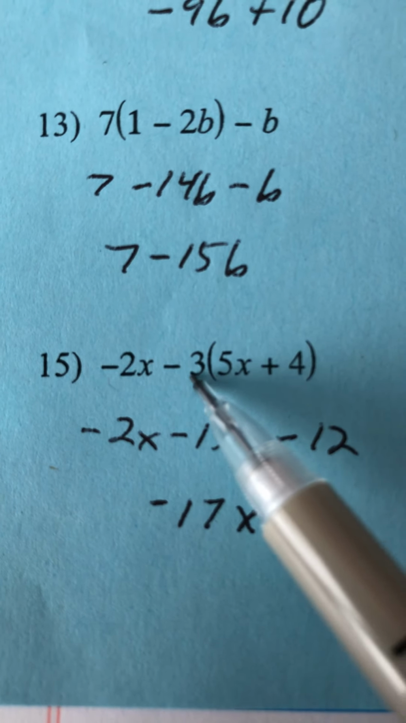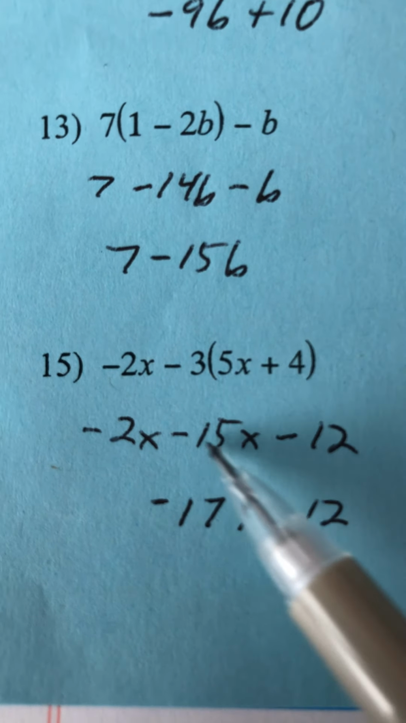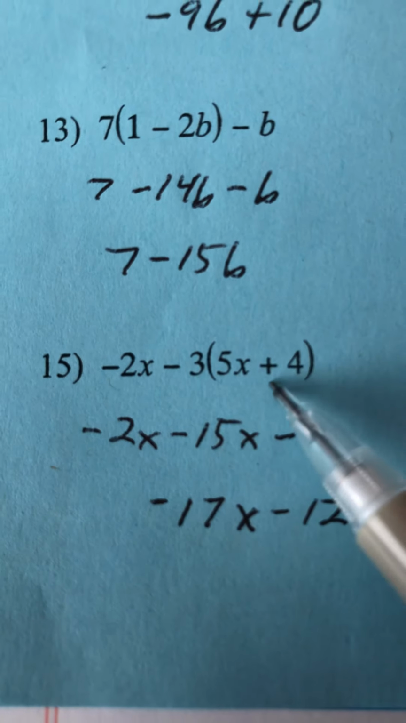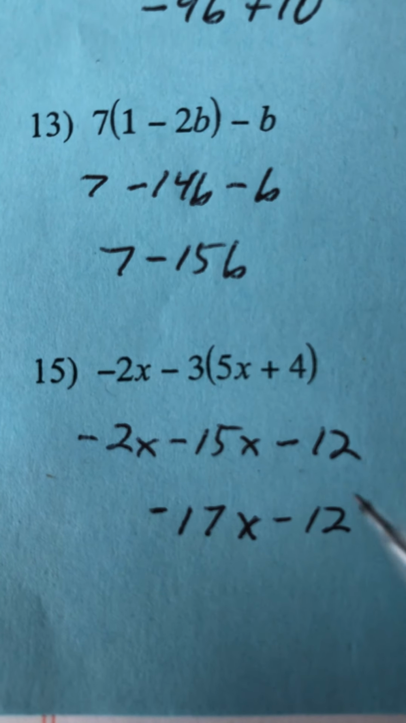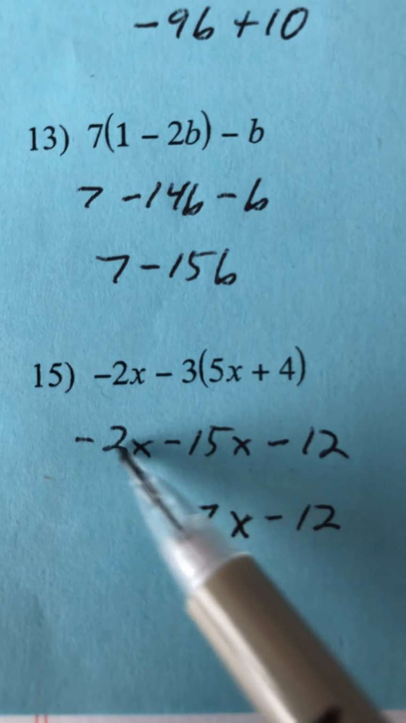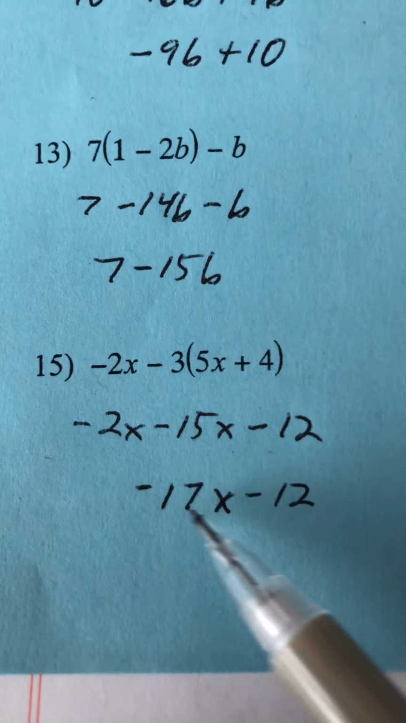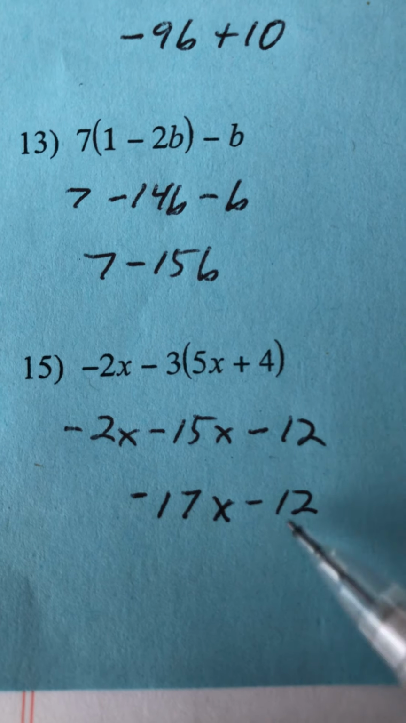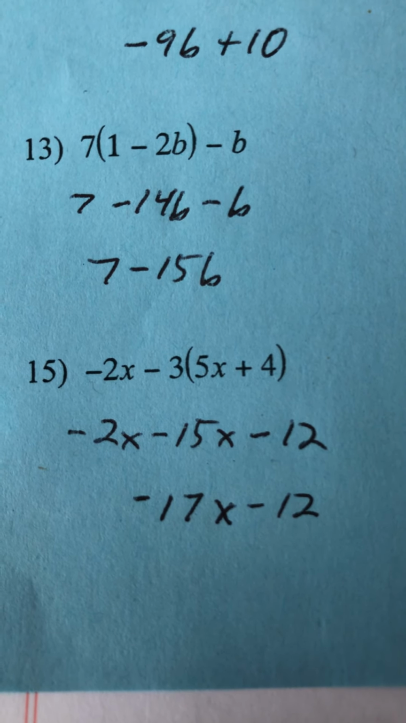My distributive property here is -3 times 5 gives me -15. -3 times a +4 gives me -12. And I had the -2x out here. -2x minus 15 gives me the -17x. And I just bring that -12 down. And I'm good to go.